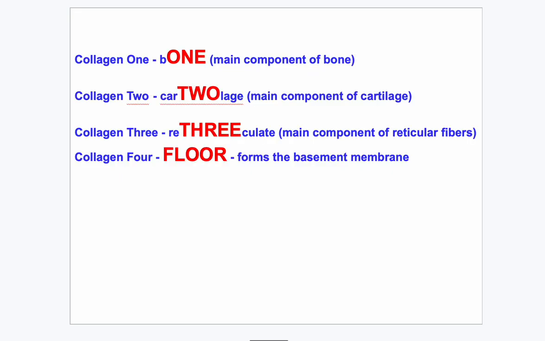Okay, 4 of the most important collagen is first your collagen 1. It's the main component of your bones. Your collagen 2, cartilage, no? Main component of your cartilage, no? Collagen 3, reticulate, no? Main component of your reticular fibers. Collagen 4 forms the basement membrane.